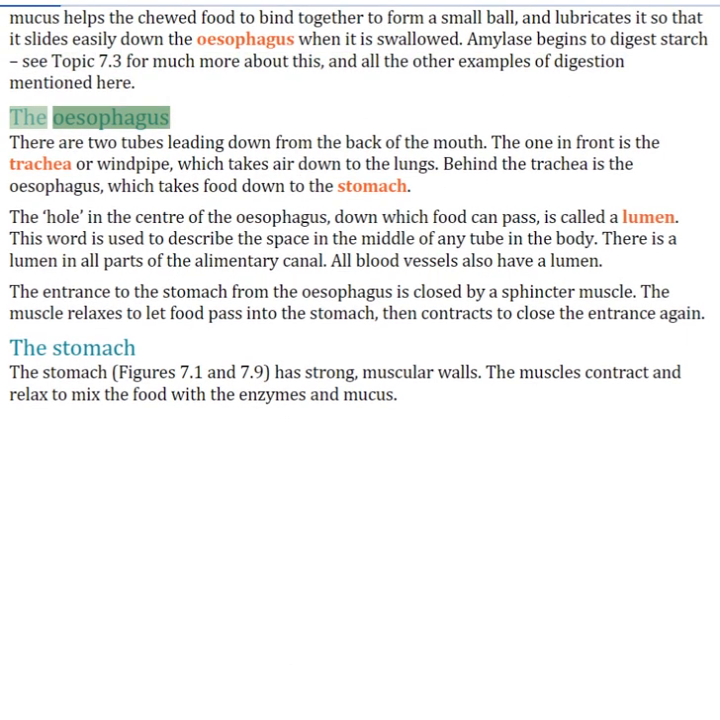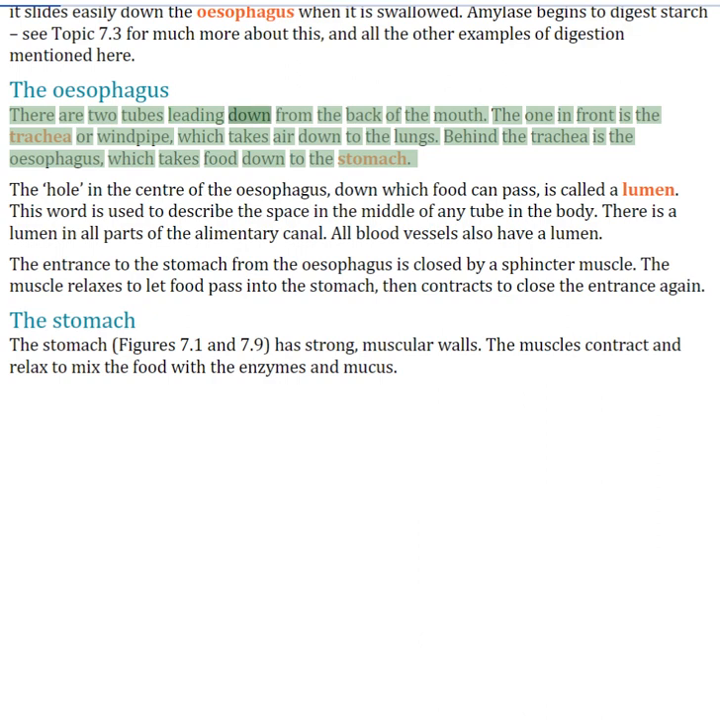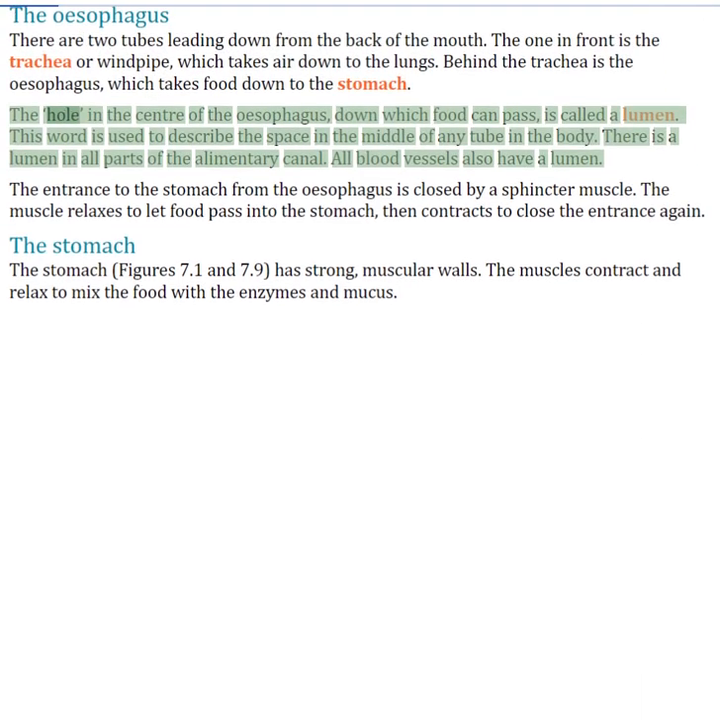The esophagus. There are 2 tubes leading down from the back of the mouth. The one in front is the trachea or windpipe, which takes air down to the lungs. Behind the trachea is the esophagus, which takes food down to the stomach. The hole in the center of the esophagus, down which food can pass, is called a lumen. This word is used to describe the space in the middle of any tube in the body. There is a lumen in all parts of the alimentary canal. All blood vessels also have a lumen.